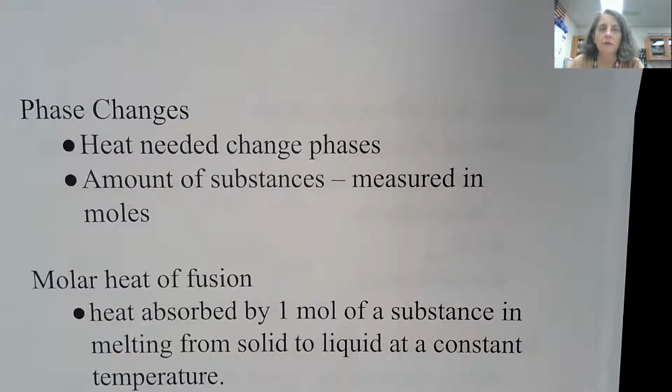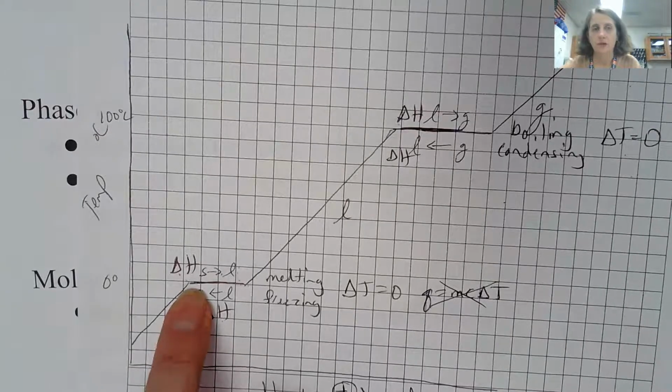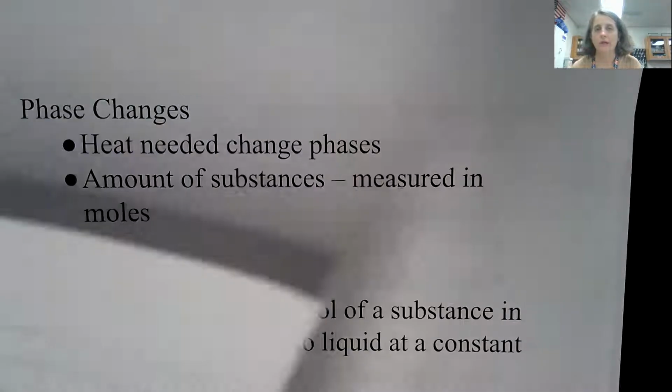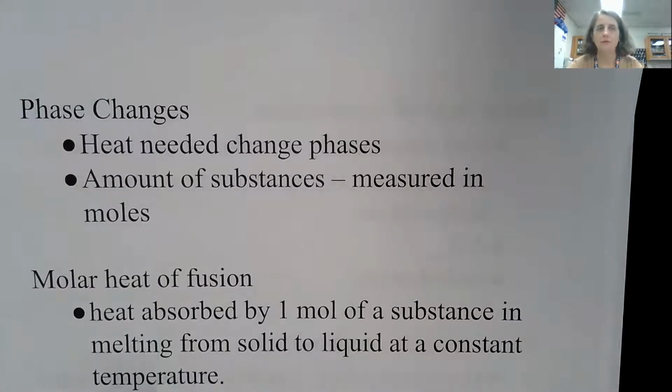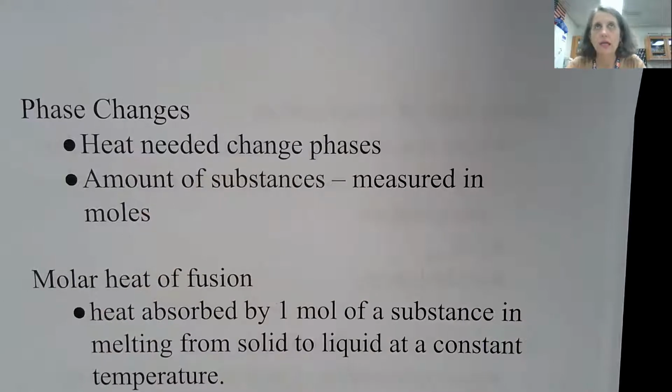So this video is going to focus on the phase changes that we've been talking about. And again, we are going to be looking specifically at the plateaus. Okay, so this is where we have our delta H's. We are going to be looking at those specific calculations. So a phase change needs heat in order to change essentially the distance between particles. Okay, so either you're bringing the particles together or you're taking the particles apart.